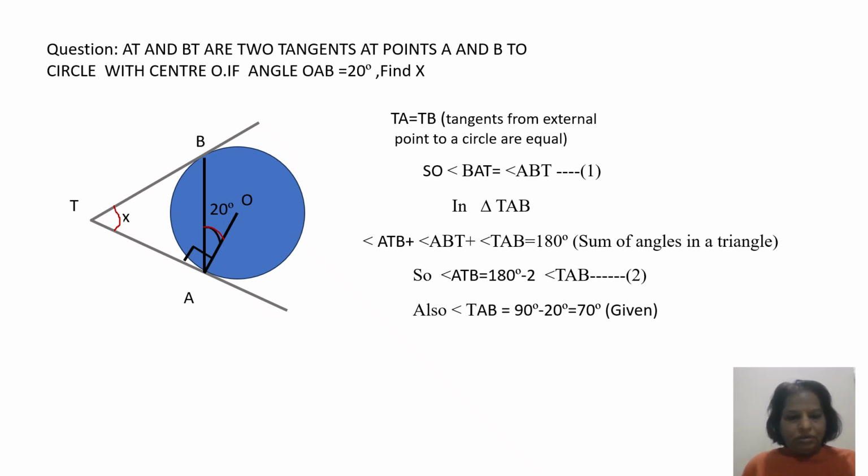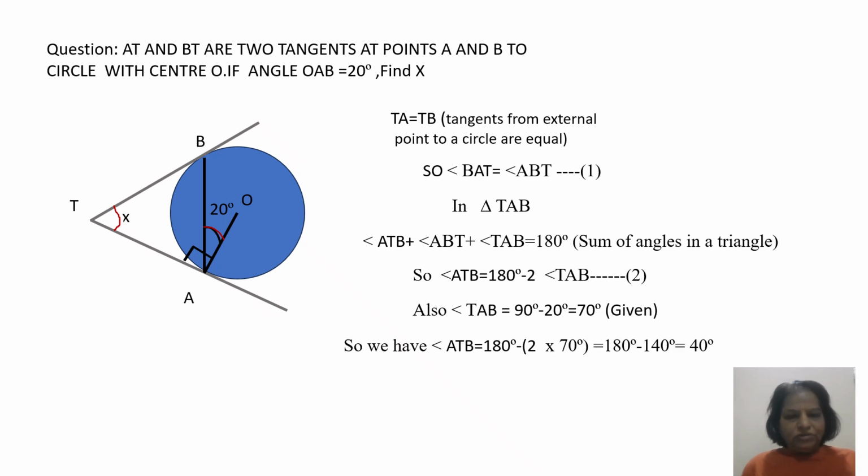But angle TAB, look at this angle TAB is equal to 90 degrees minus 20 degrees. This angle is 90 degrees because OA is perpendicular to TA, and it's given that angle OAB is equal to 20 degrees. So TAB is equal to 90 minus 20, that is equal to 70 degrees.